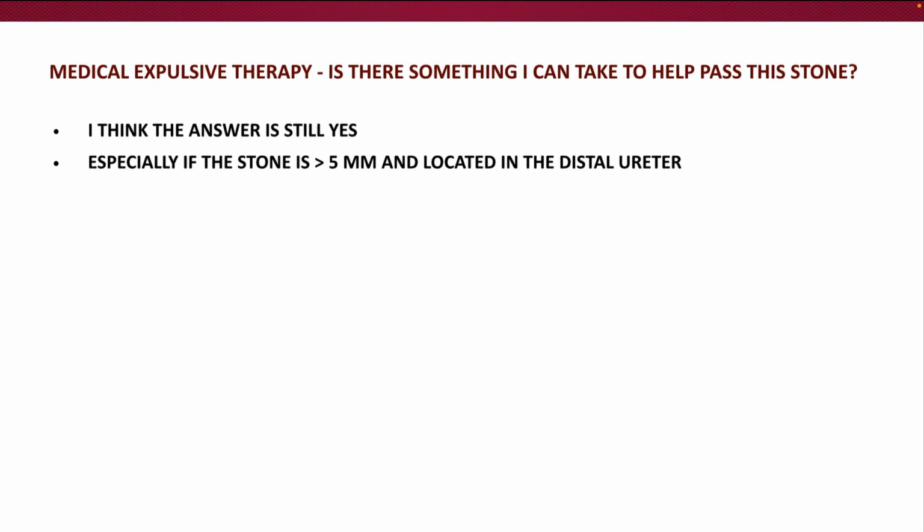You don't have the alpha receptors higher up, so it really only works distally. But if they have a proximal stone, it's going to become a distal stone, so it still makes sense to give it. So I still use it. But if I have a patient who's having side effects from it or doesn't want to take it or has a sulfa allergy, I don't get too worked up.